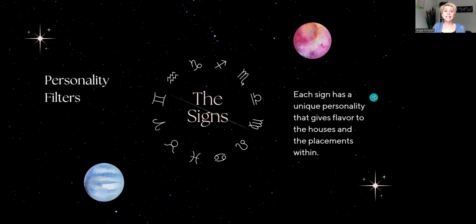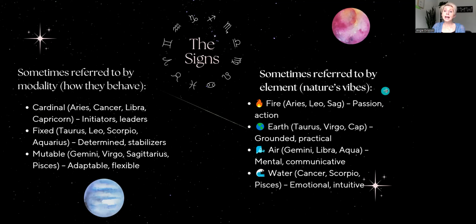All right, then we have the signs. You can consider the signs as personality filters. So each sign has a unique personality that gives flavor to the house and the placements that are within that. All right, so the signs are broken down into a couple of different ways.